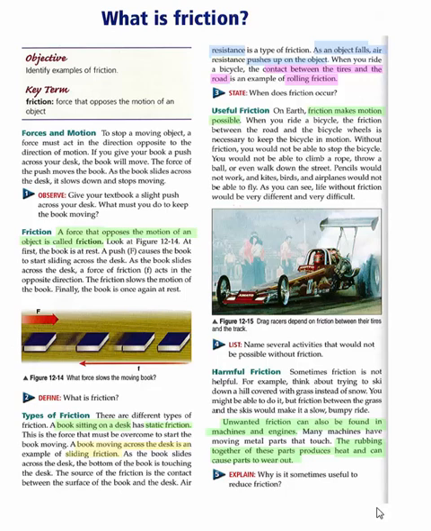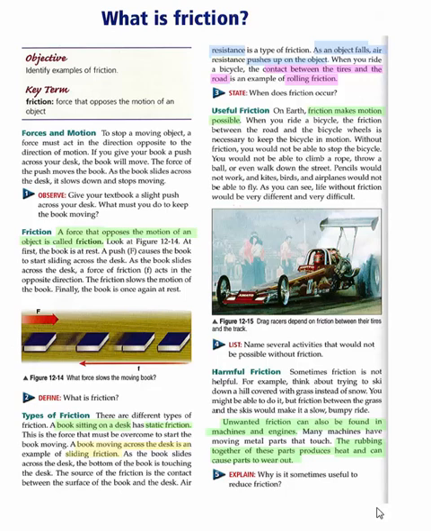4. List. Name several activities that would not be possible without friction. Harmful friction. Sometimes friction is not helpful. For example, think about trying to ski down a hill covered with grass instead of snow. You might be able to do it, but friction between the grass and the skis would make it a slow, bumpy ride. Unwanted friction can also be found in machines and engines.